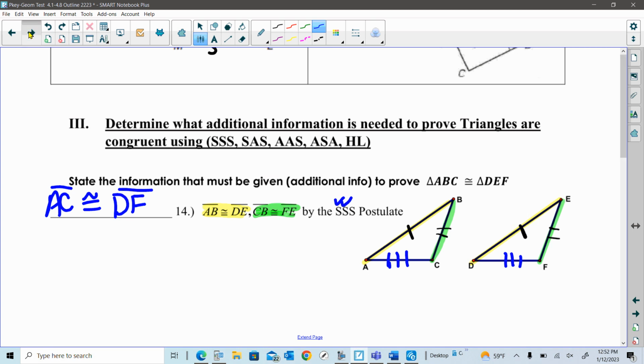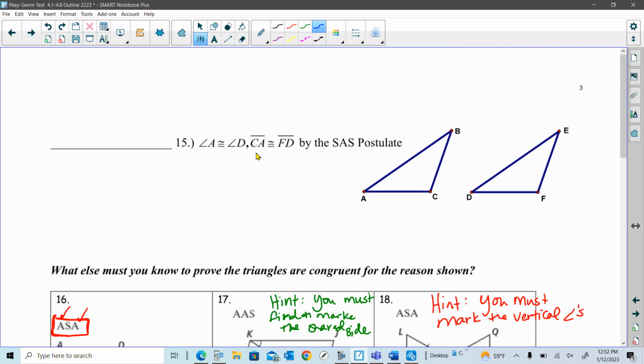So like on 15, if I look here, I have an angle, A and D congruent. How do I show that on the diagram? Arc. So an arc at A, same arc at D. Done. They also say right here, side CA is congruent to FD. What do you put there? Tick mark. Okay, so between C and A, I put a tick mark. Between FD, tick mark. They want you to prove by side angle side.